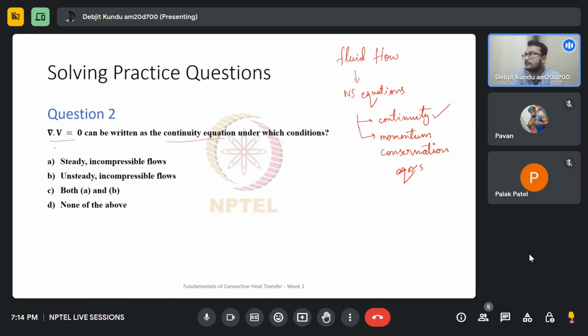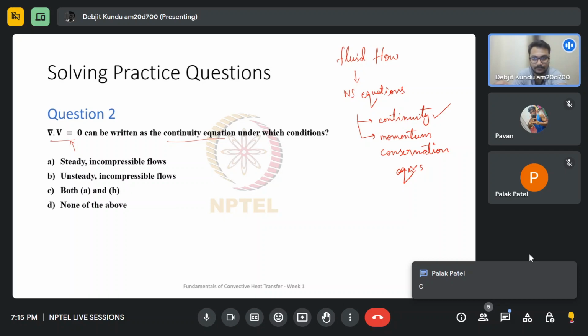So del dot V equal to 0 can be written as the continuity equation under which conditions? As we know, the continuity equation doesn't look like this. It's somewhat different. But under certain circumstances, it can be simplified to this form. So the question is, under which conditions would it be correct to write it in this form? Is it option A, steady incompressible flows? Option B, unsteady incompressible flows? Option C, both A and B? And option D, none of the above.